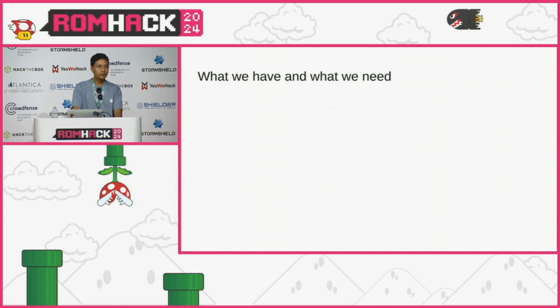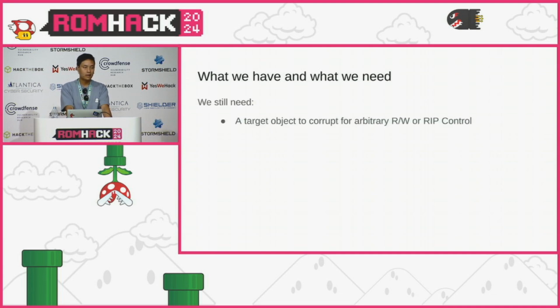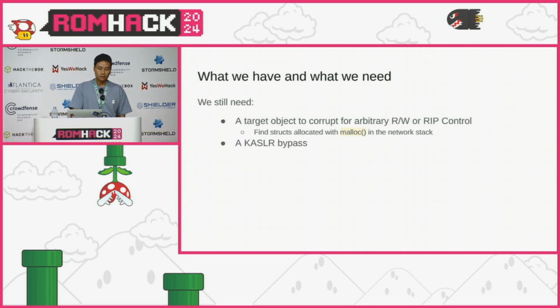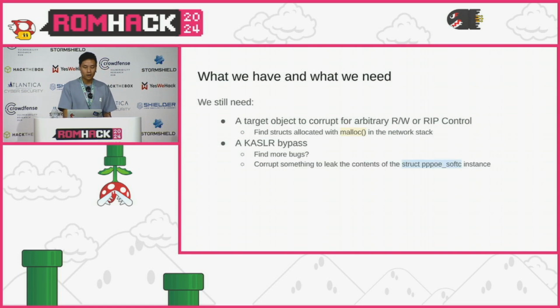What we still need is a good target that we can corrupt that may allow us to gain arbitrary read and write or even RIP control. And for that, we have to look for some structures that are allocated using malloc in the network stack or some similar functions. And we also need a KASLR bypass in order to build ROP chains and so on. And for that, we can maybe find more bugs or otherwise corrupt something that would allow us to leak the PPPoE softc instance.